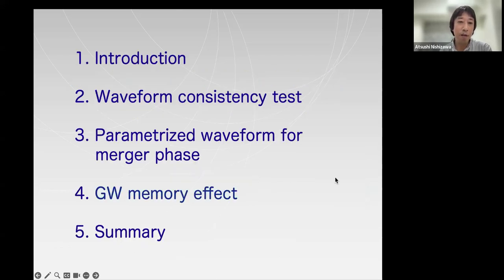So this is the outline of my talk. First, I will introduce the test of gravity in general, then focus on what is new with the gravitational wave observations. Then I move on to the tests done so far, focusing on the waveform consistency test. This is mainly done by the LIGO-Virgo-KAGRA collaboration. Then I will talk about the parameterized waveform for merger phase. This is a work we have done recently. And then, another interesting phenomenon of nonlinear gravity is the gravitational wave memory effect. Then I will summarize my talk.